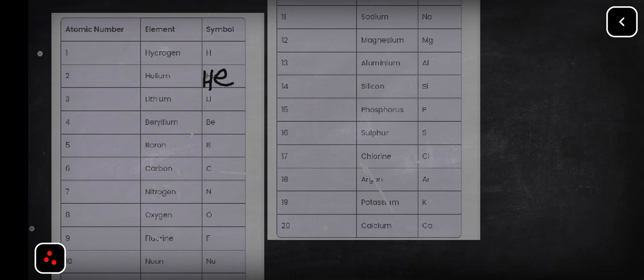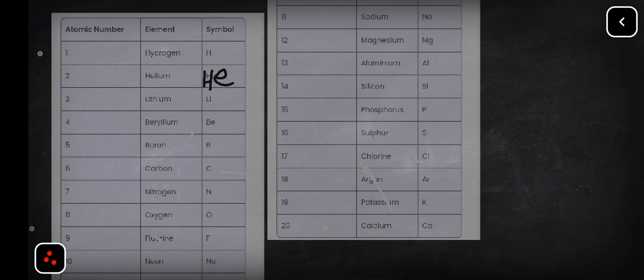That of lithium is Li. Beryllium is Be. Boron, the symbol for boron is B. The symbol of carbon is C. Symbol of nitrogen, which is denoted by the first letter of the element, is N. That of oxygen is O. Fluorine, the symbol for fluorine is F.